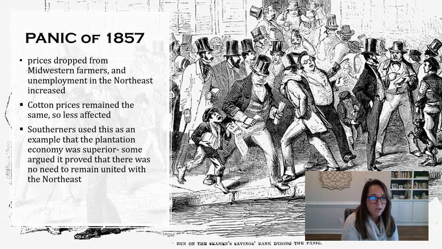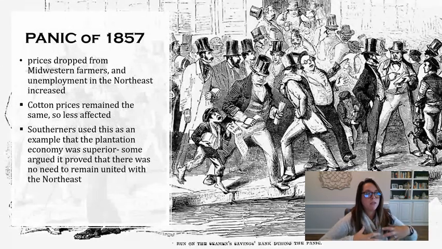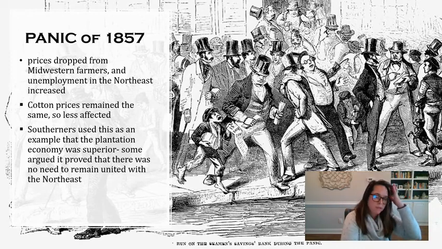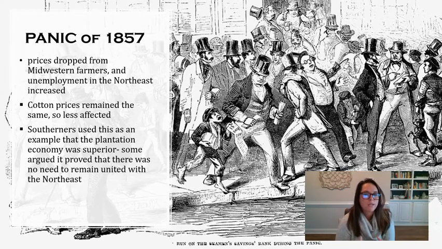Now, leading up to 1857 was a horrible economic panic. Most of it had to do with railroad speculation. Remember we talked about land speculation and a speculative bubble, where more money is being invested in a certain industry or commodity, whether it be land or railroads, than what it's actually worth. And eventually that bubble will pop, right? And then everyone will lose their money.